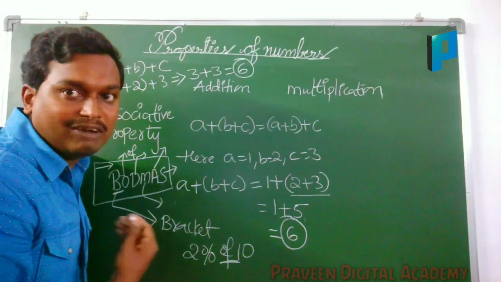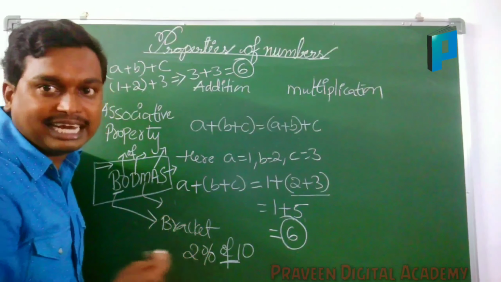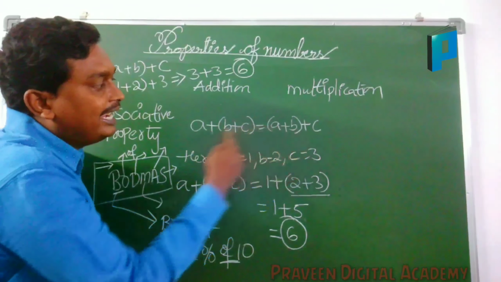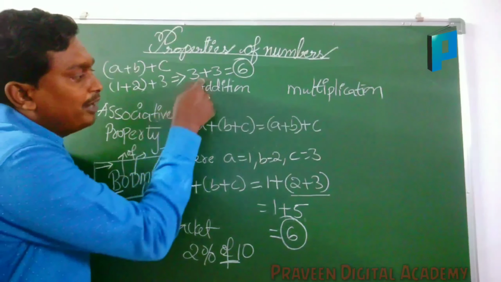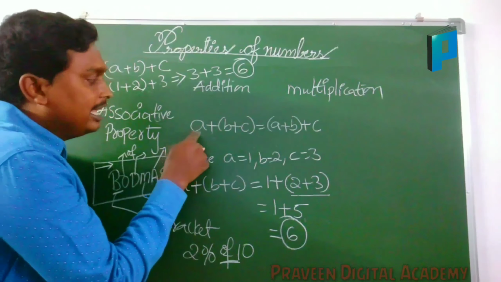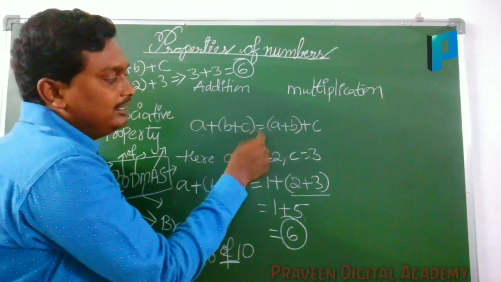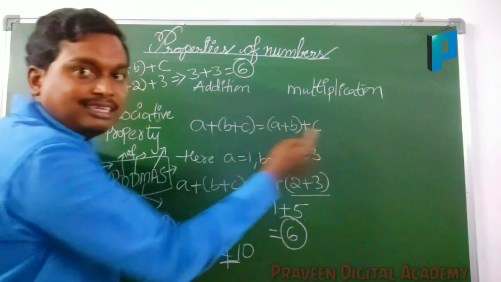What is LHS called? Left hand side. RHS is called right hand side. Here, left hand side and right hand side, both answers are the same. So the associative property under addition is (A plus B) plus C is equal to A plus (B plus C).